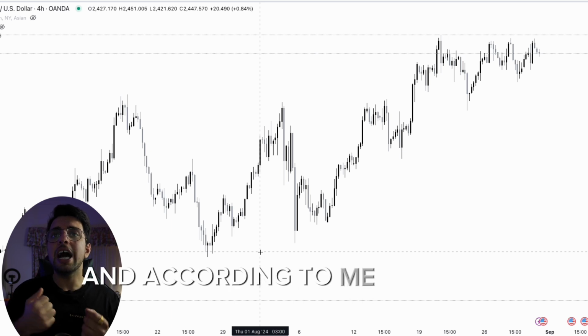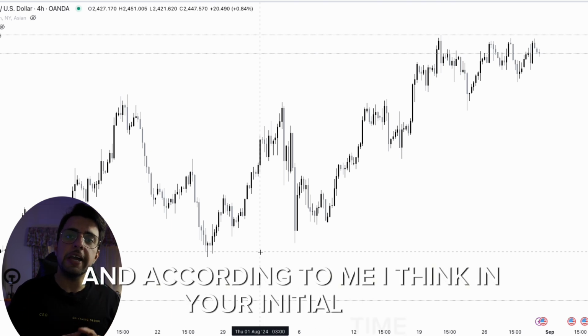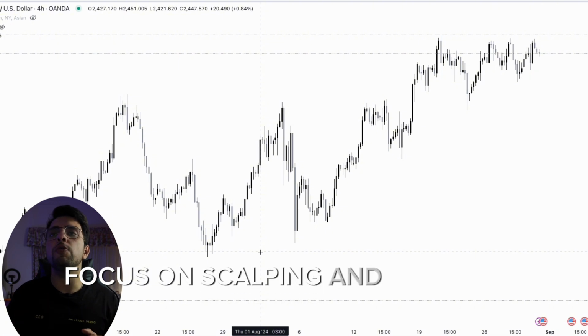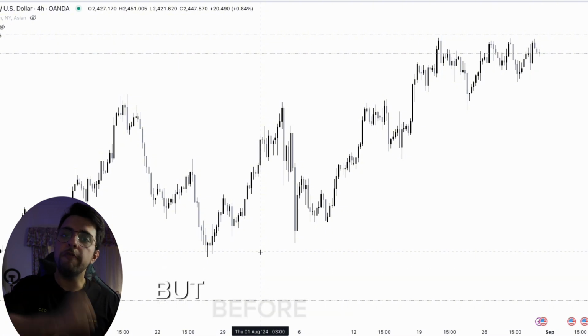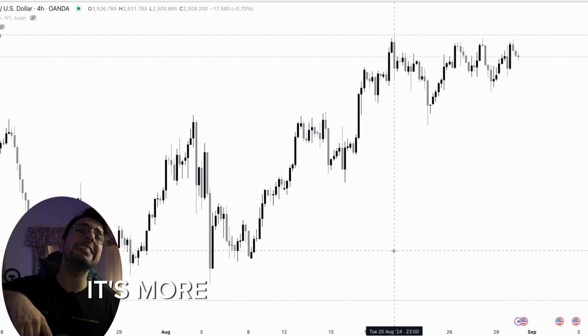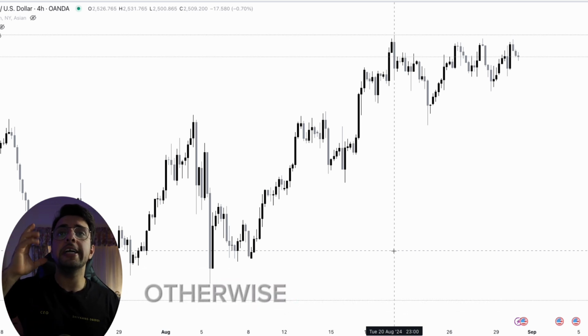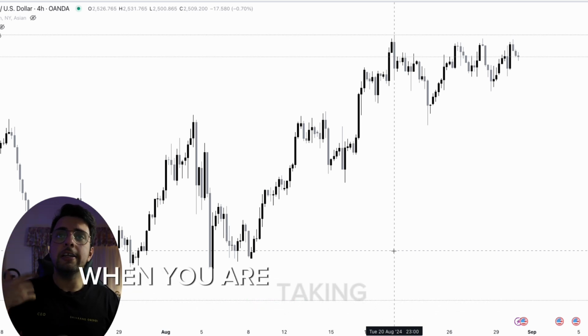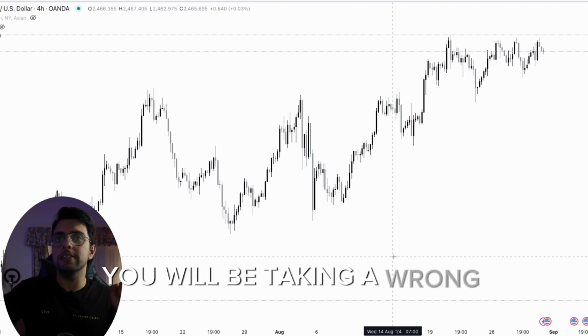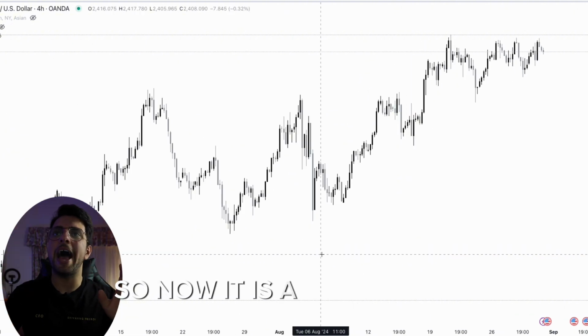And according to me, in your initial time when you have just started trading, focus on scalping and focus on intraday. But before scalping, focus on intraday, because according to me, it's easier than scalping. Otherwise, in scalping, when you are taking quick decisions, there's a chance that you will take a wrong decision. So now it is a blank chart.